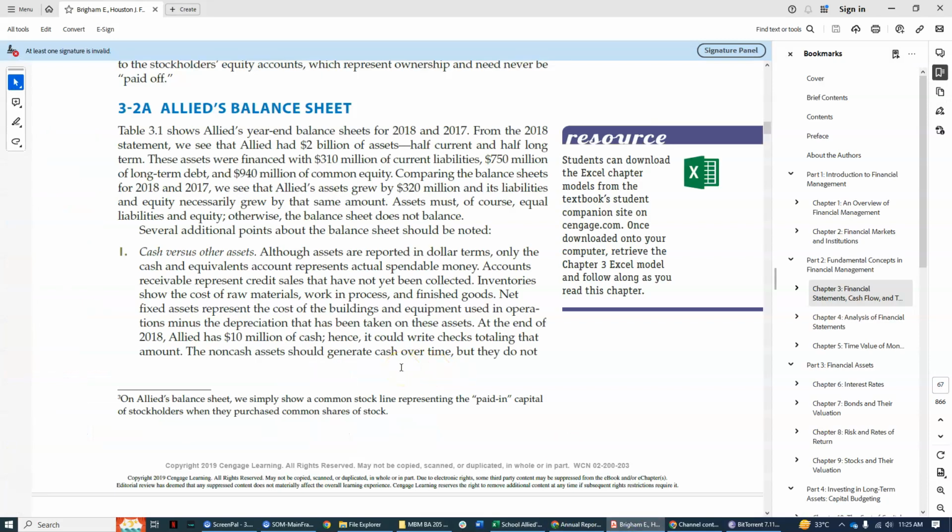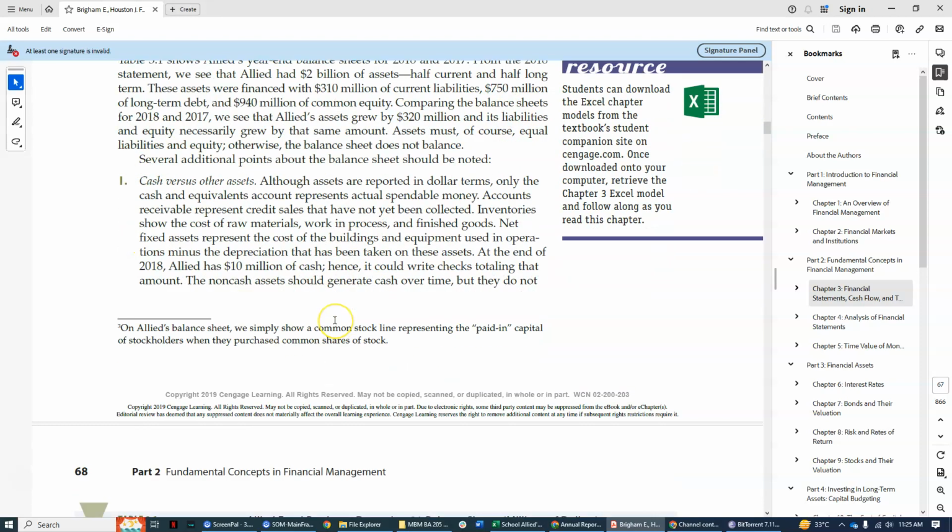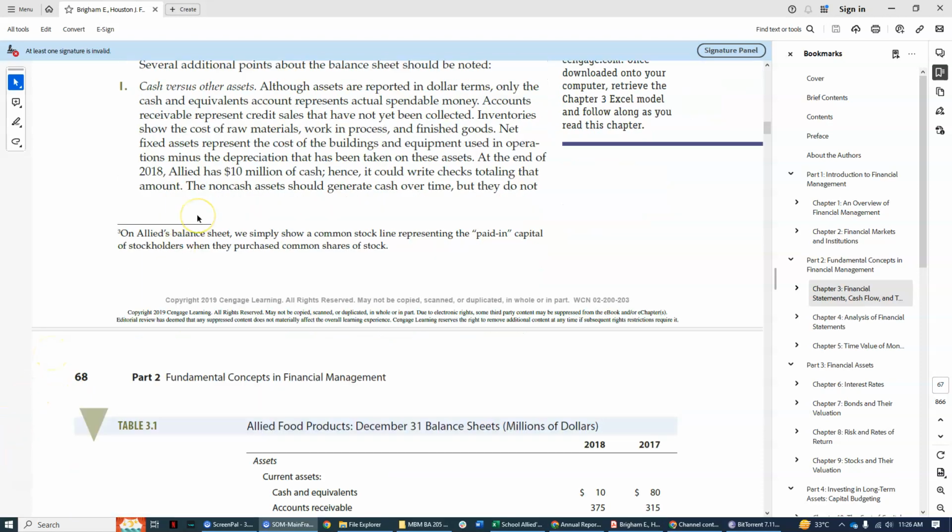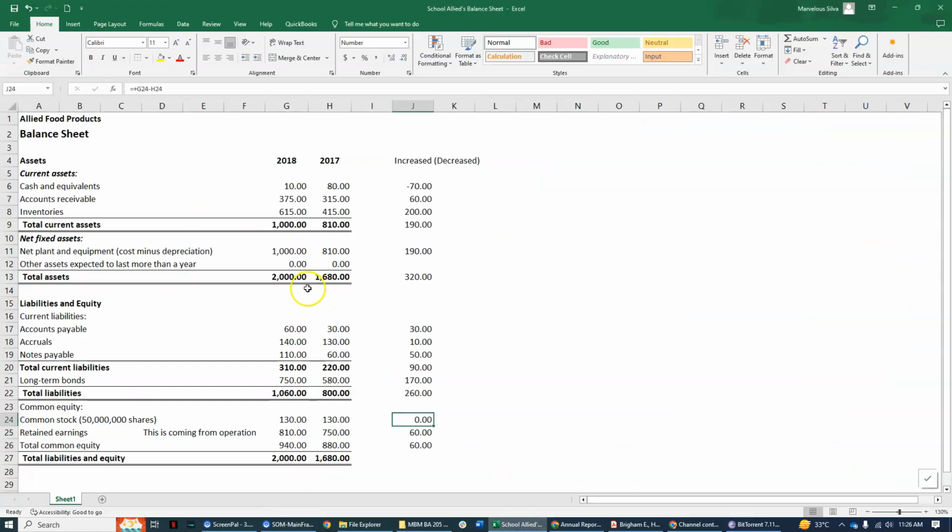Now, the other analysis here. Several additional points about the balance sheet should be noted. Let's take this one by one. Number one is cash versus other assets. What the book is trying to emphasize is that in this composition, this is the only amount, the 10 billion, that you can spend for something that you need to spend.